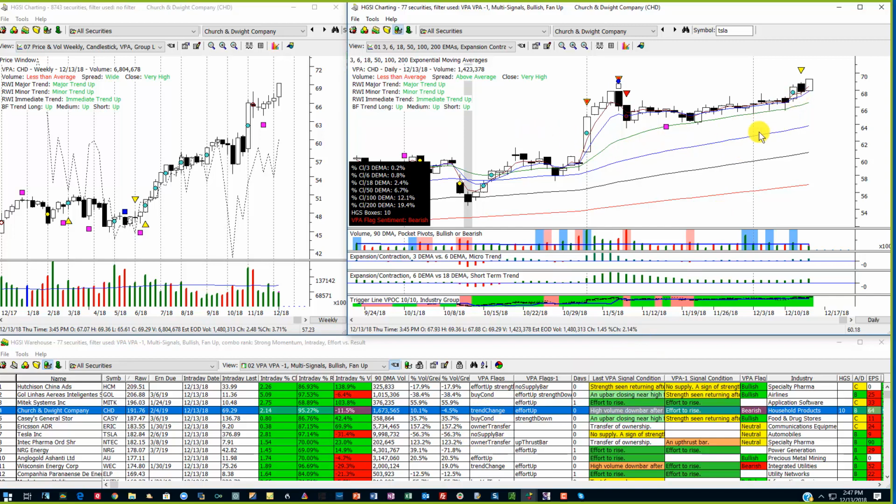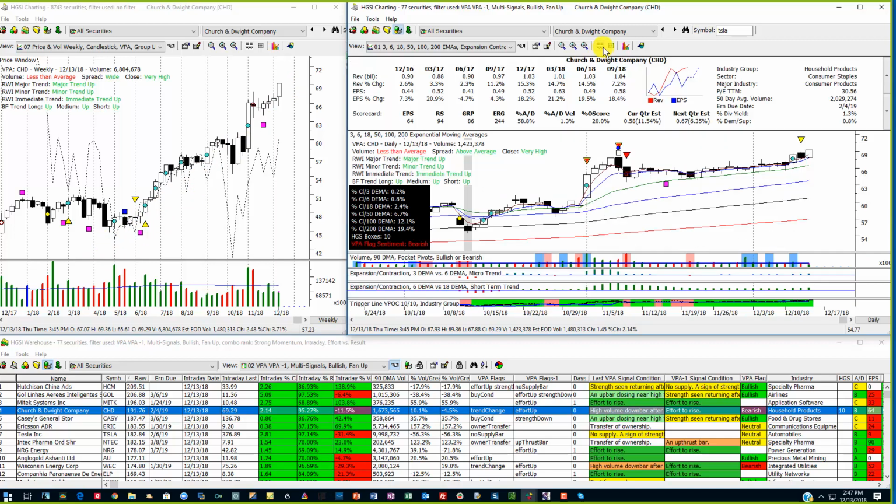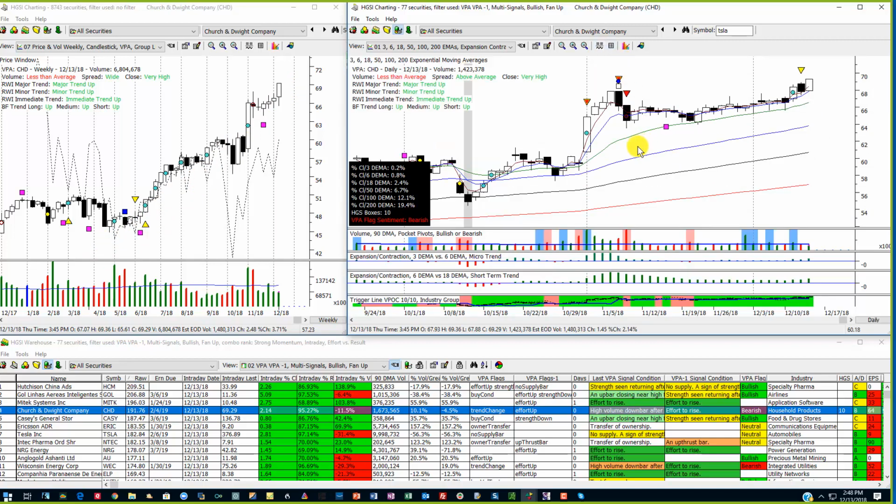Church and Dwight has been a nice stock. Look at this. Did anybody catch this one? Another one of those consumer staples. When they start appearing, you think to yourself, consumer staples, they're not going to go anywhere. And in this market environment, it's been great for these stocks. Okay, let me continue.